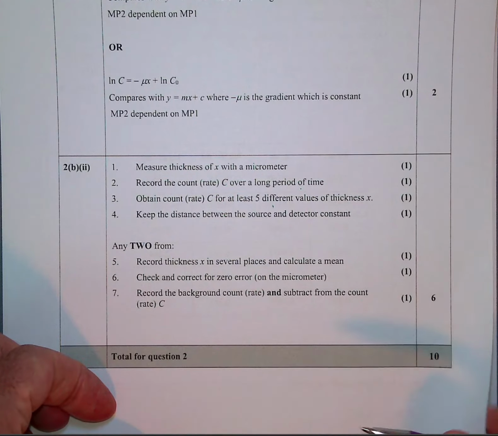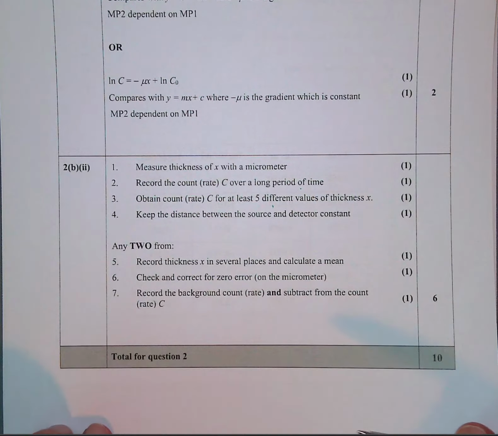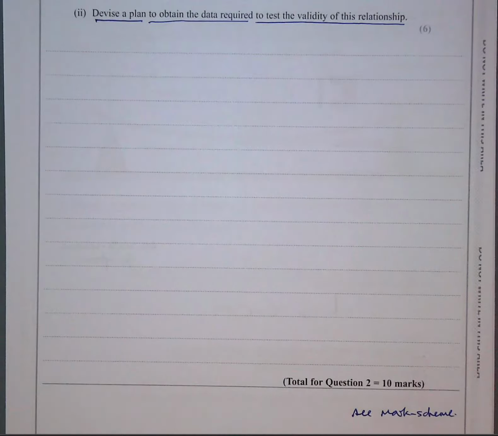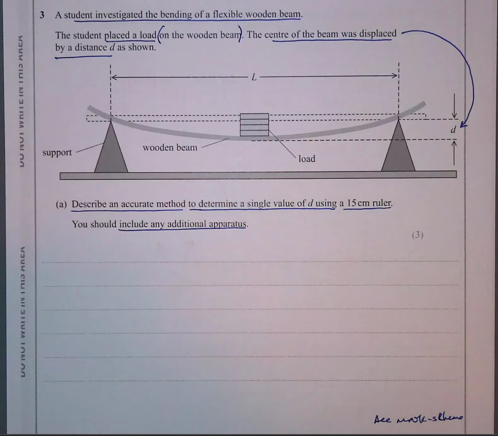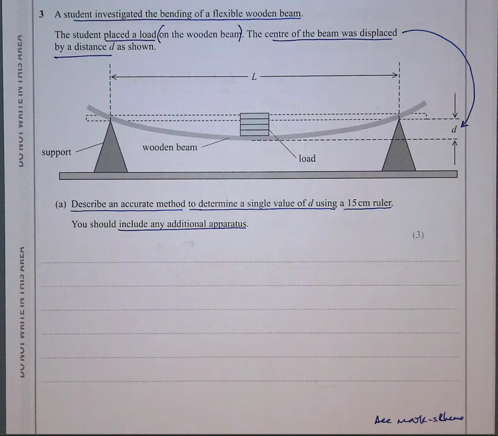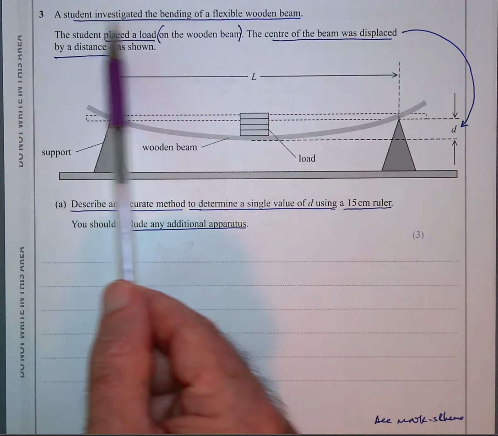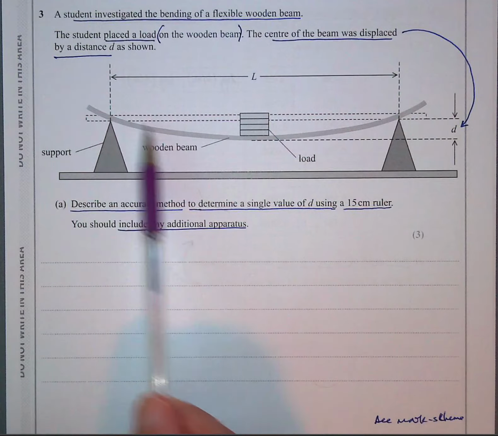And I think this is the most important point to make if you're doing any radioactivity experiments. Okay, so that's how you get, there's seven ways of getting the six marks, basically, in simple terms. So that's question 2 done, that's 10 marks done. And then we're going on to question 3. Question 3 is about investigating the bending of a flexible wooden beam.